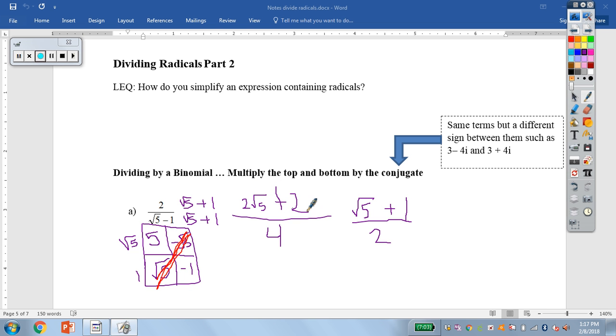Notice how I had a binomial in the top, I still have a binomial in the top, I had a monomial in the bottom, and I still have a monomial in the bottom. Okay, you need to reduce all terms by the same number before you get your final answer.